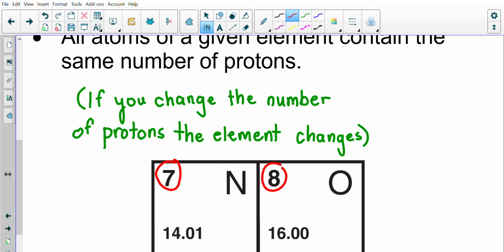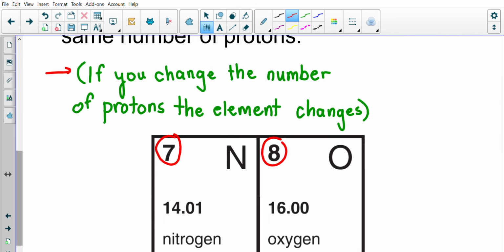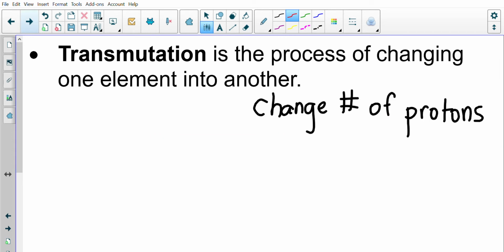So what this is saying is if you change the number of protons, the element itself actually changes. So if I take nitrogen and I somehow add an extra proton to the nucleus of nitrogen, then it's not going to be nitrogen anymore. It's going to turn into oxygen, for example. So transmutation is the process of changing one element into another. As I said on the last slide, the way that you would change one element into another is to change the number of protons in the nucleus of that element.